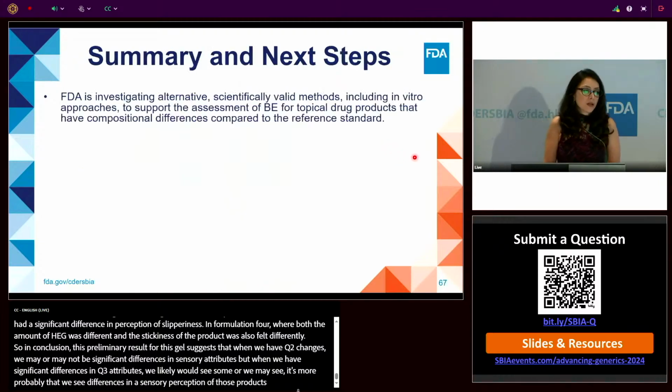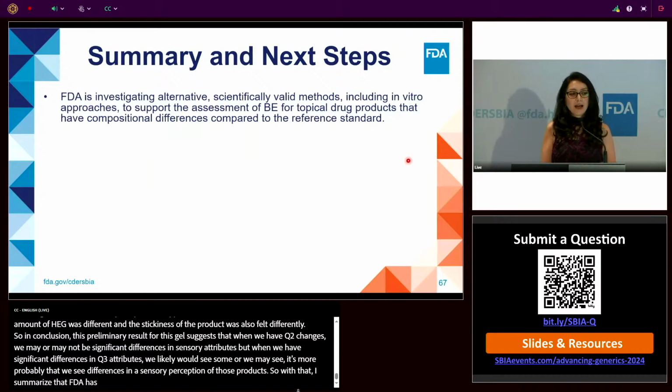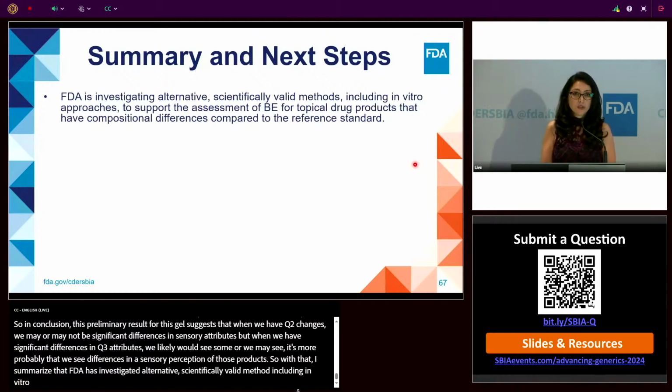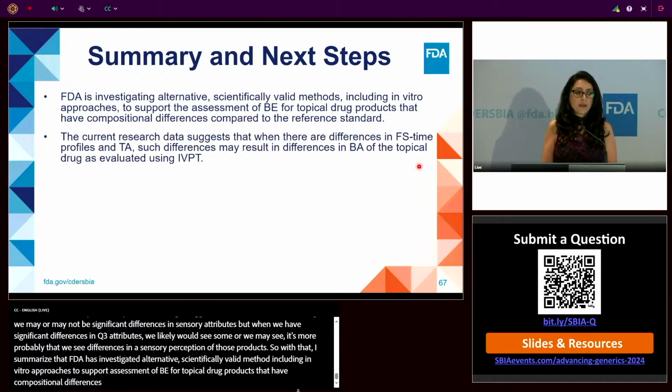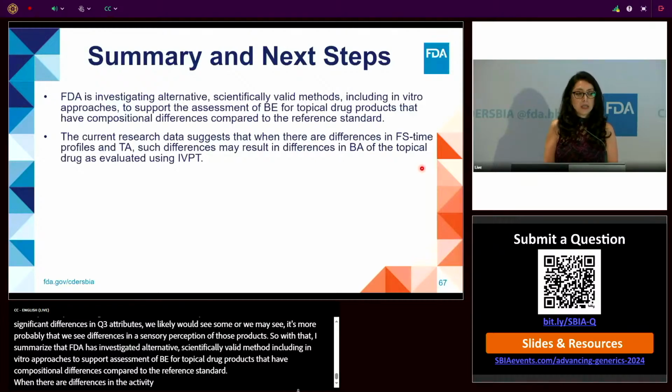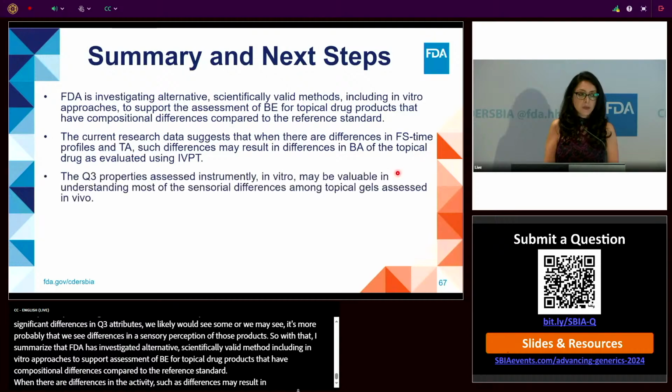So with that, I summarize that FDA is investigating alternative scientifically valid methods, including in vitro approaches, to support assessment of BE for topical products that have compositional differences compared to the reference standard. The current research data suggests that when there are differences in thermodynamic activity, such differences may result in differences in bioavailability, as evaluated by IVPT.